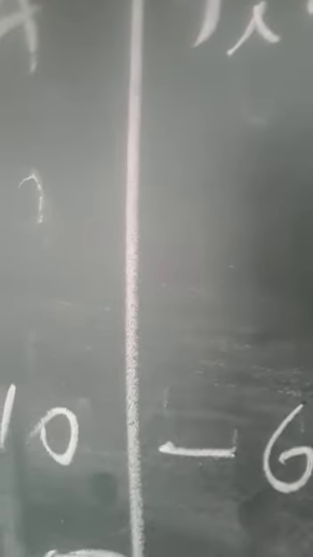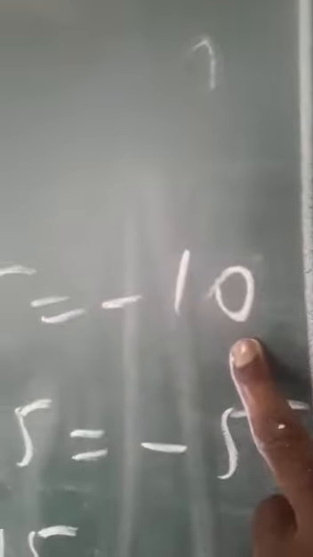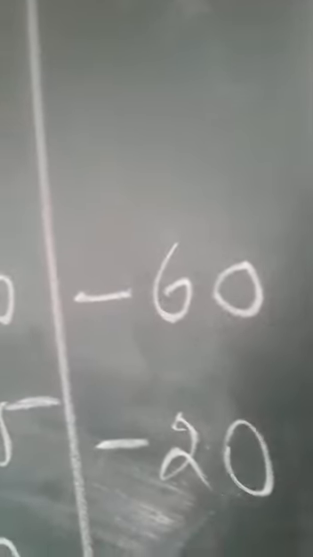Now the next step is to find the product of all fi and di. It means that the frequency 6 will be multiplied by the corresponding value of di, that is minus 10. 6 multiplied by minus 10 will give us minus 60. Here the second frequency is 4 and the value of di is minus 5. The product of 4 and minus 5 is equal to minus 20.